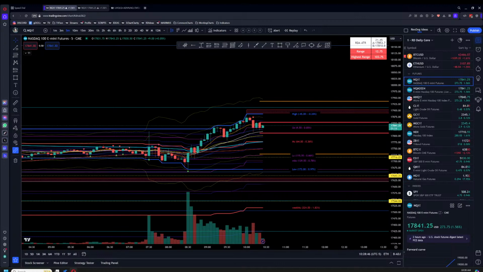The other thing is this machine's a little bit harder to set up to trade CL and GC and all that jazz. So that's something to keep in mind.